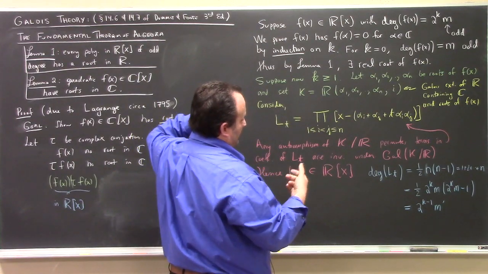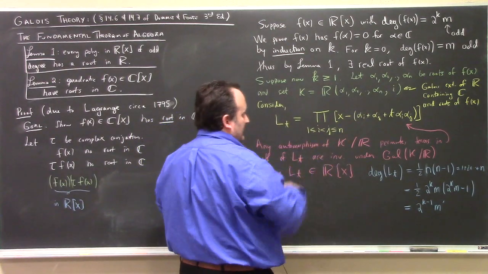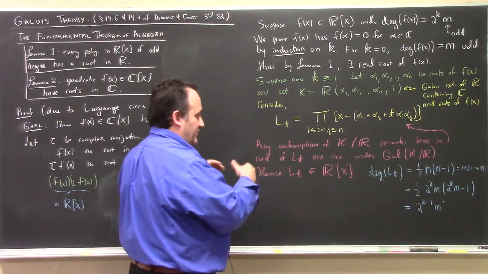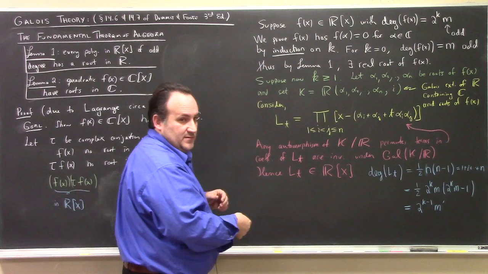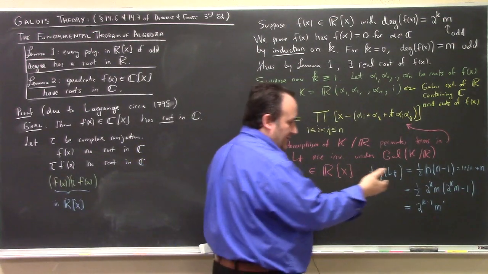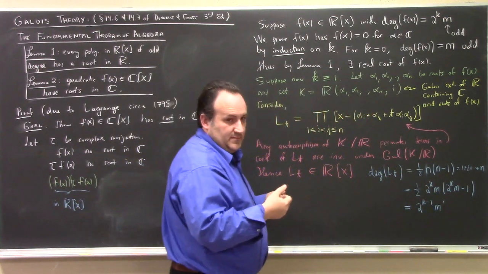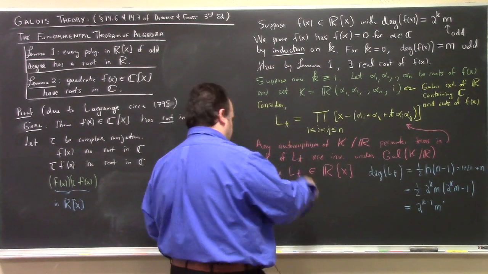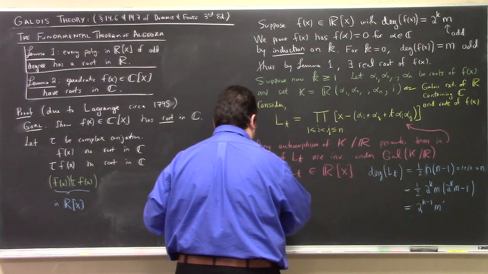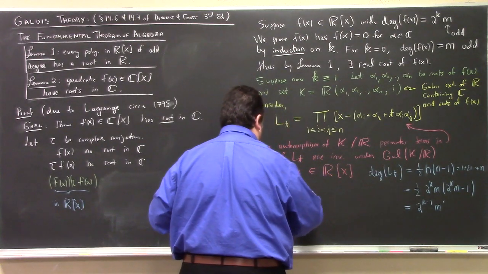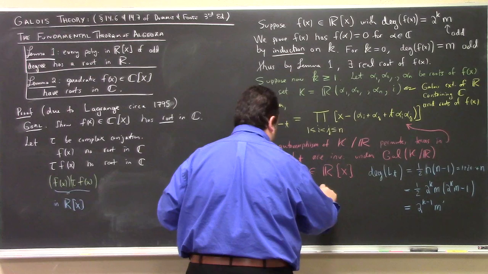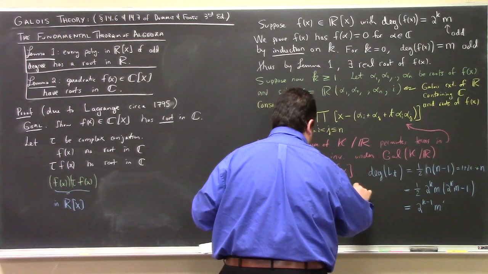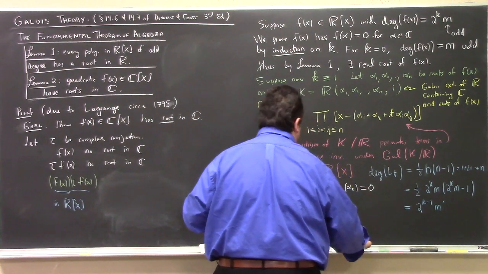So we've just shown that this L sub t is a polynomial with real coefficients, and its degree is less than k. Which means by induction, there exists, let's say, alpha t in C such that L sub t of alpha t equals 0.